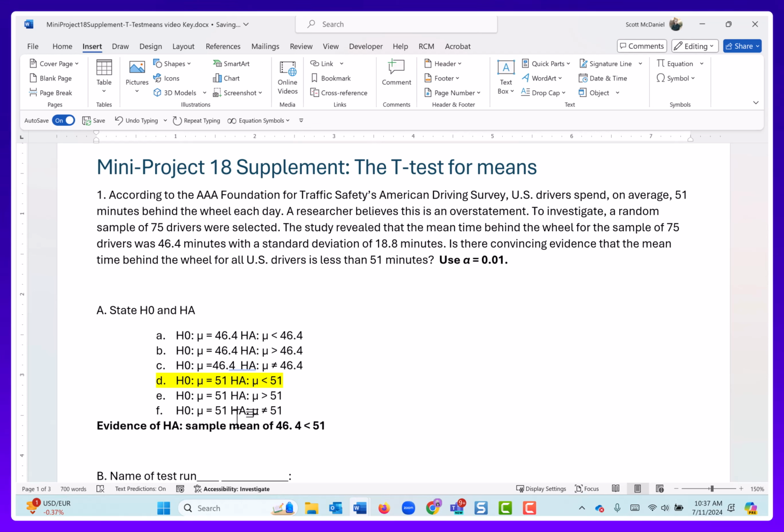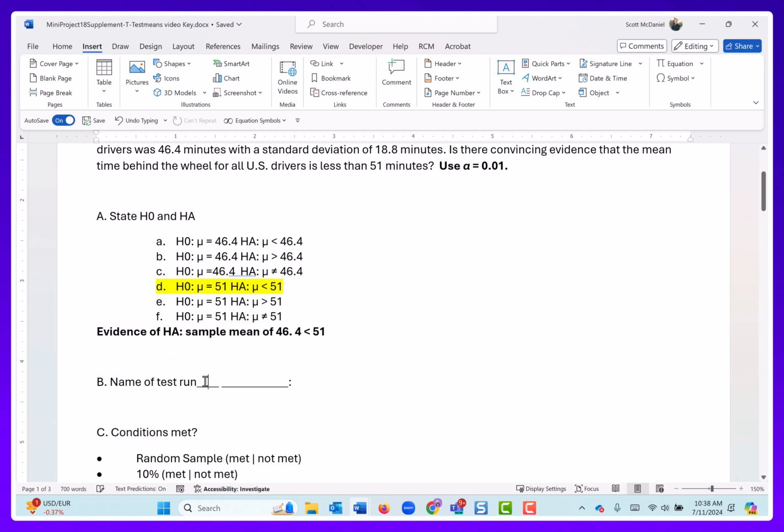And the big question is, if I took another sample of 75 drivers, how likely am I to get a sample mean this far away from 51? This far away or more extreme? If indeed the true mean time is 51. So we do have evidence, and now we're going to run our test to see how likely am I to get a 46.4. That does seem fairly far off, around 4 or so minutes, with a standard deviation of 18.8, but let's see.